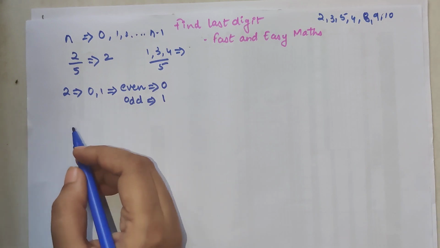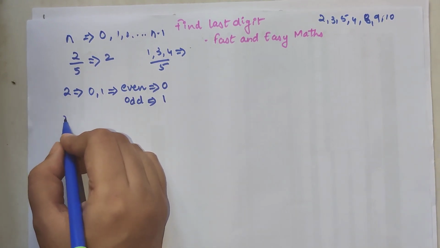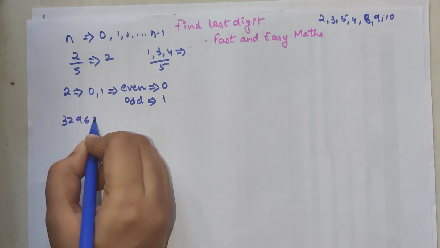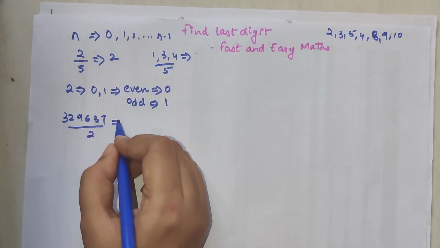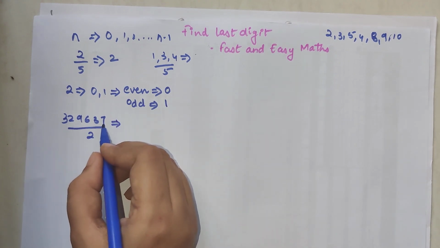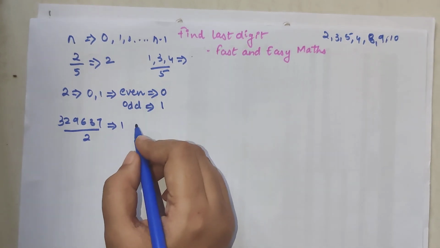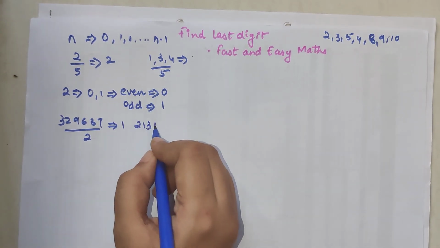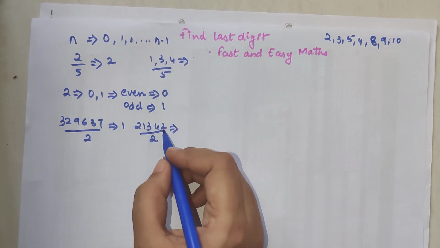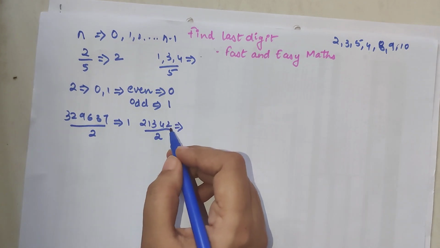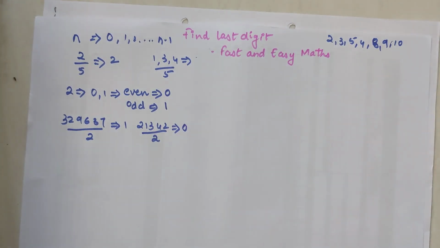Okay, so let's take examples. Let me give you a number: 329637, divide by 2. It's an odd number. How did I figure that out? Because the last digit is odd. So if it's an odd number, the remainder is 1. Now if I'd given you another number, 21342, divide by 2, it's an even number. So here my last digit is 2, which is even, so my remainder will be 0.